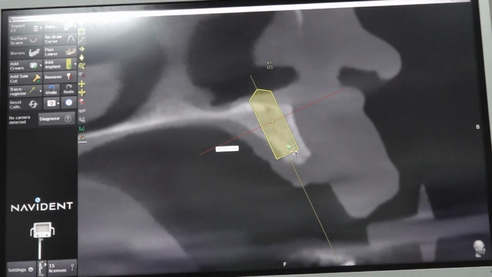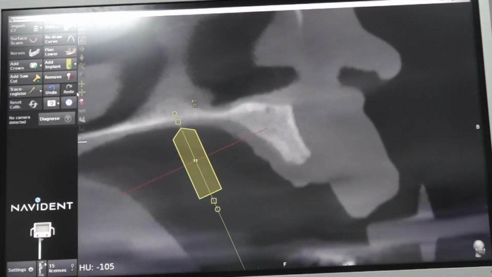Very resorbed bone. See the bone width, only 4.1 in the crest. Okay, so if you place a 3.75 or 3.8 implant, the remaining 0.5 mm bone will be on this side and this side, and they will resorb and will create a problem.